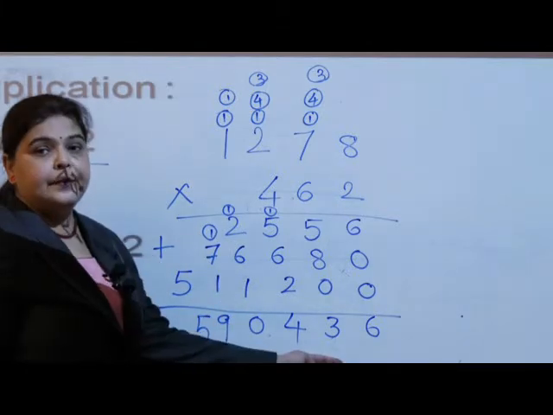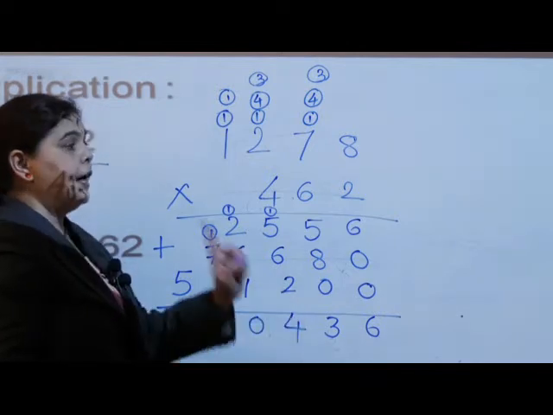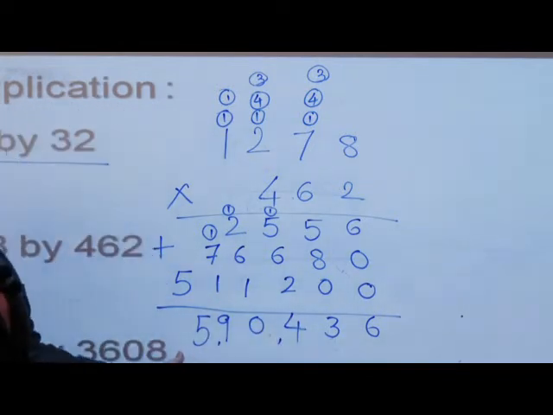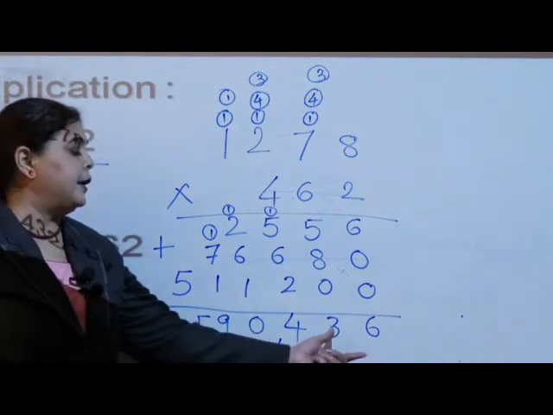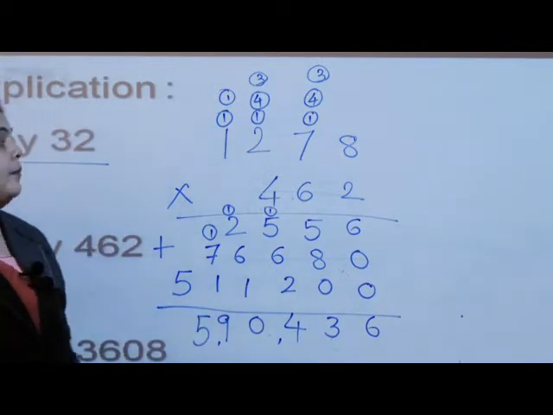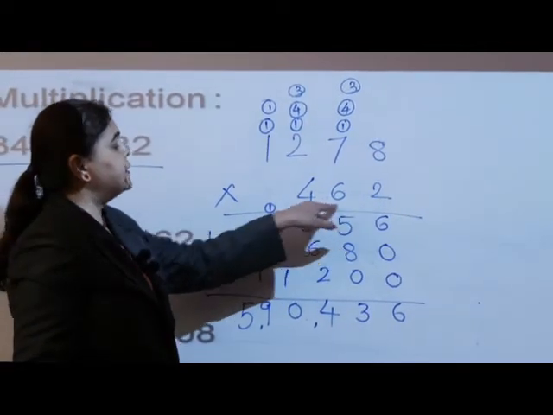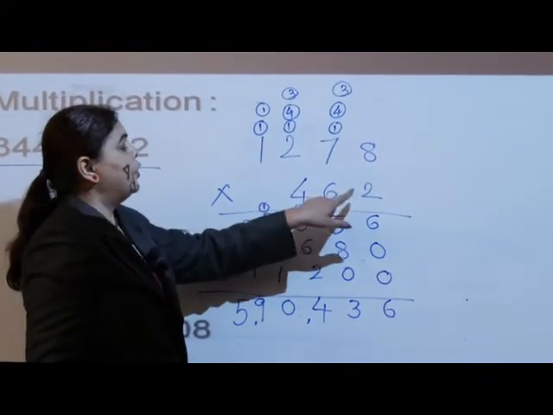Can you read this number? No. What do we have to do? Insert the comma. Yes, you are right. Now we can read this number. It's 5,90,436.